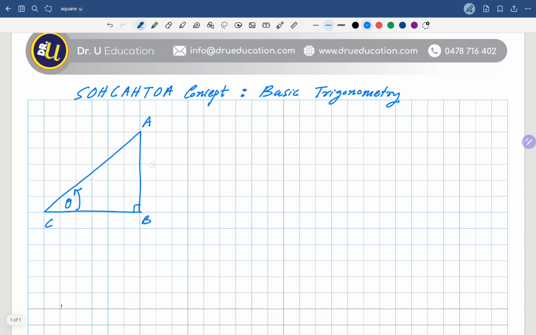So this is going to be opposite. AB is going to be opposite, I would say O. CB is going to be adjacent, I would say A. And then AC is going to be hypotenuse. So it's going to be H.